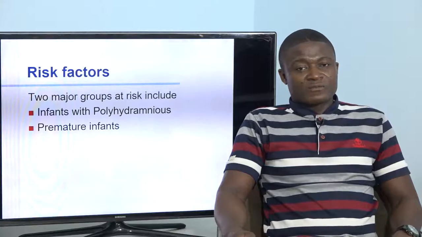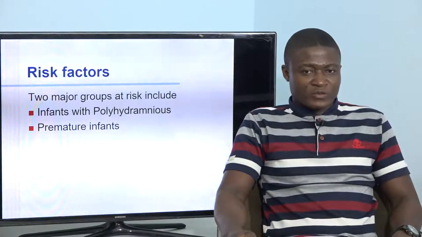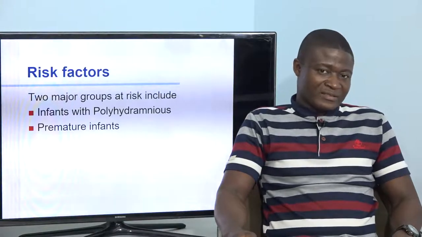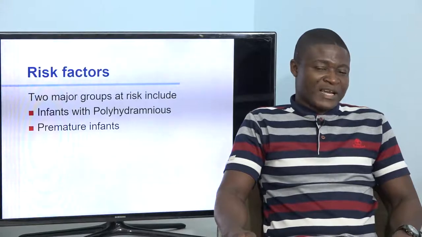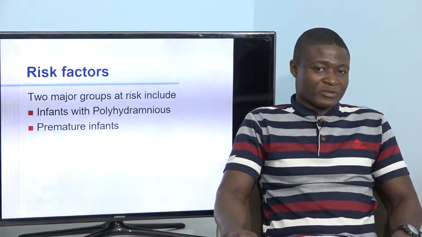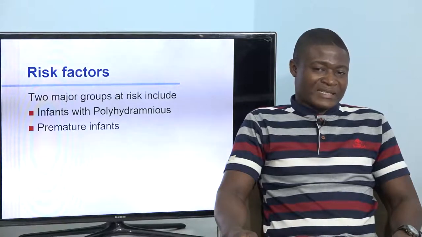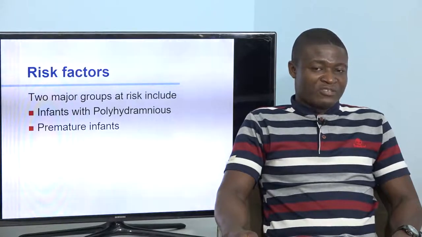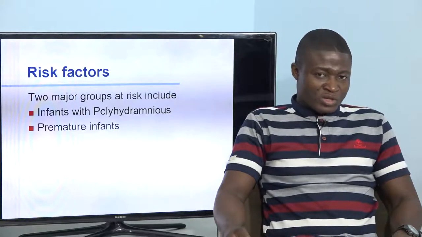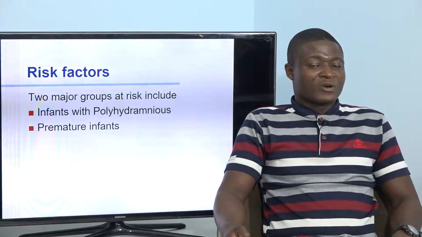Now, risk factors of esophageal atresia. Two major groups are at risk, and they include infants with polyhydramnios and then premature infants. Polyhydramnios: your obs and gyne will teach you that when you have too much fluid within the uterus, it could lead to some abnormalities. That's what we call polyhydramnios. And then premature infants, infants that are not fully matured before labor sets in. So they did not get to the right gestational age before they were given birth to. Some of these structures are not fully developed, and as a result of that, they tend to have some of these congenital abnormalities.